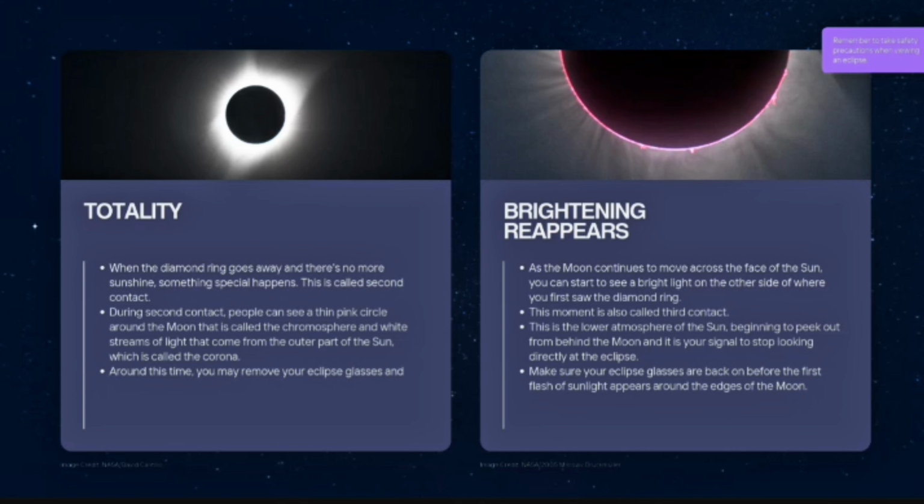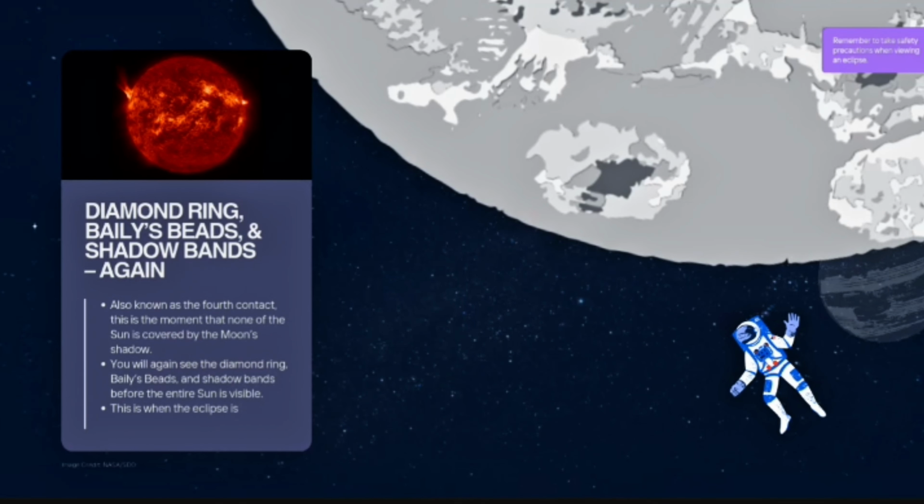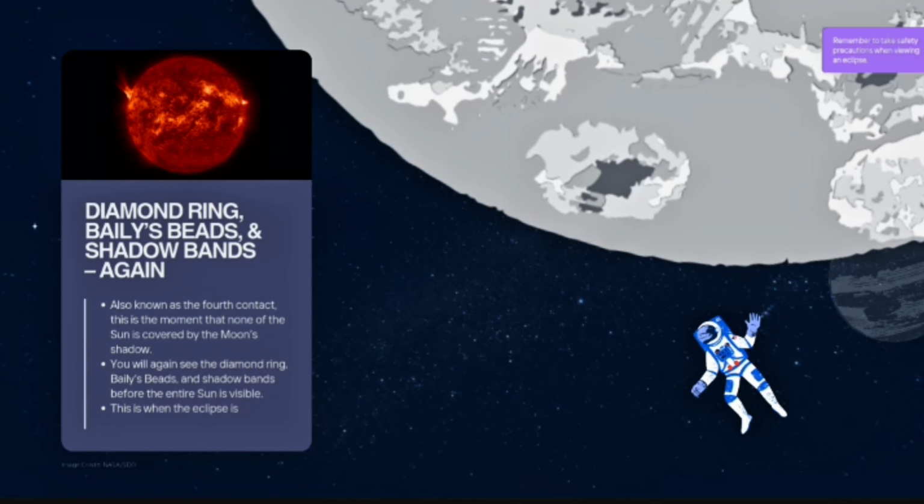Make sure your eclipse glasses are back on before the first flash of sunlight appears around the edges of the moon. And this time, our solar eclipse ended. Lastly, the diamond ring, Bailey's beads, and shadow bands, again, also known as the fourth contact. This is the moment that none of the sun is covered by the moon's shadow. You will again see the diamond ring, Bailey's beads, and shadow bands before the entire sun is visible. This is when the eclipse is completely over.